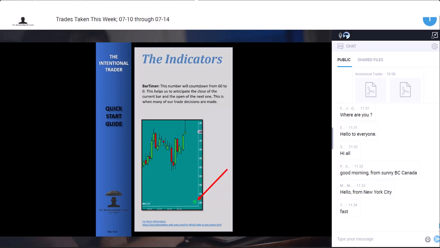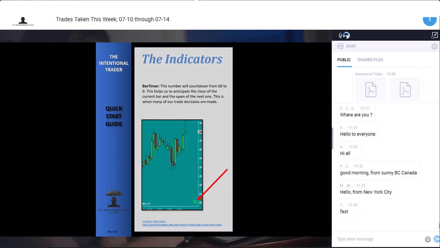Of course, the countdown timer is very important to us because the open of the next bar is when we make our trade decisions. So we can anticipate the open of the next bar using our countdown timer.